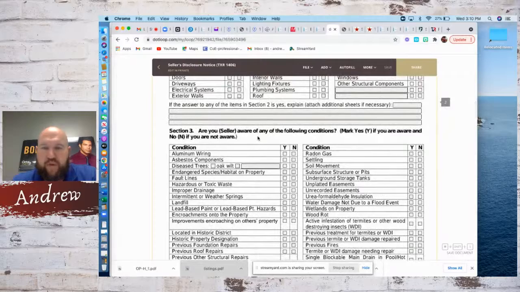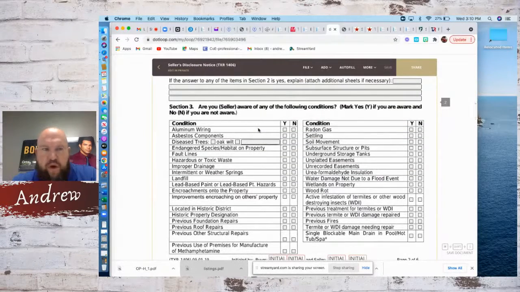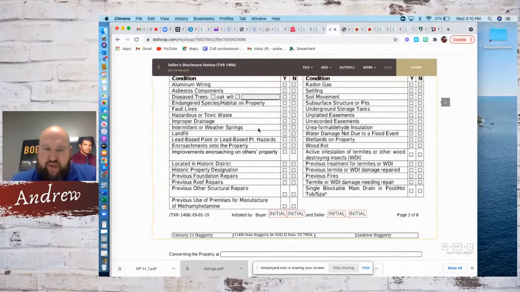Are you aware of any of the following conditions? Yes or no. Aluminum wiring, asbestos components, diseased trees. All these questions will be on here, and you need to put yes or no. And a no could also mean you are not aware. So if you are aware of something and you say you're not, you can get in trouble. So be very careful about making sure that when your clients are filling this out, they fill it out to the best of their knowledge and go with it.